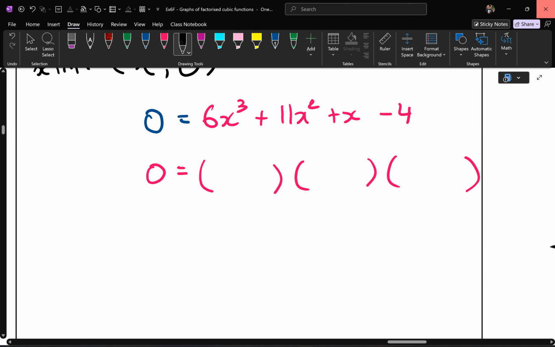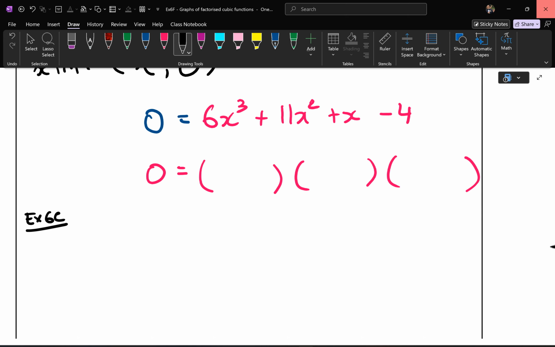A reminder of Tuesday's session, exercise 6c. What do you do? Ooh, you can. That's going to be the rational root theorem, but we don't do that one. We do instead not the 6, but the 4. So take the constant. We then ask for the factors of 4. Factors of 4 are 1, 2, and 4. So those are the numbers that we will test.